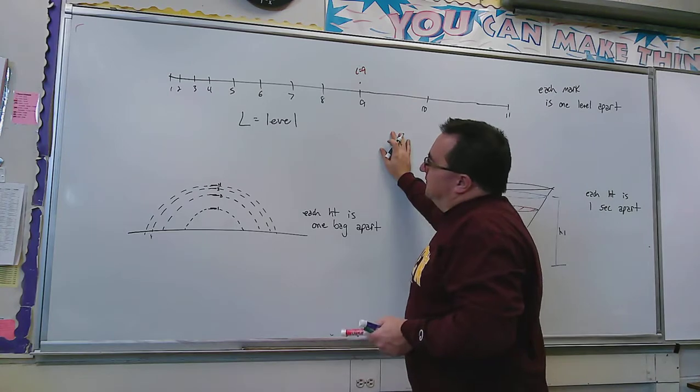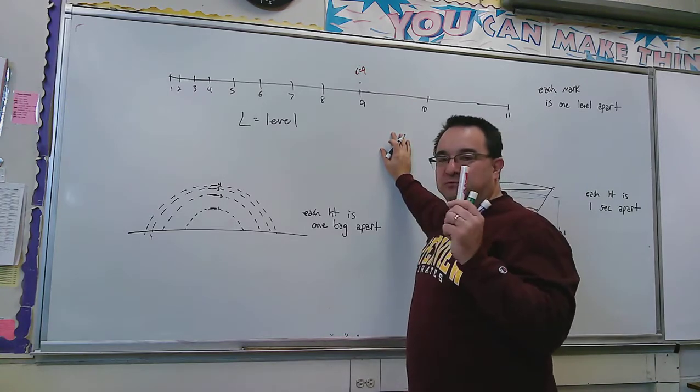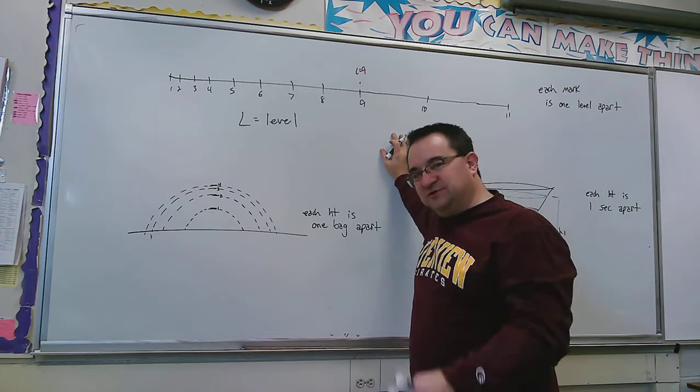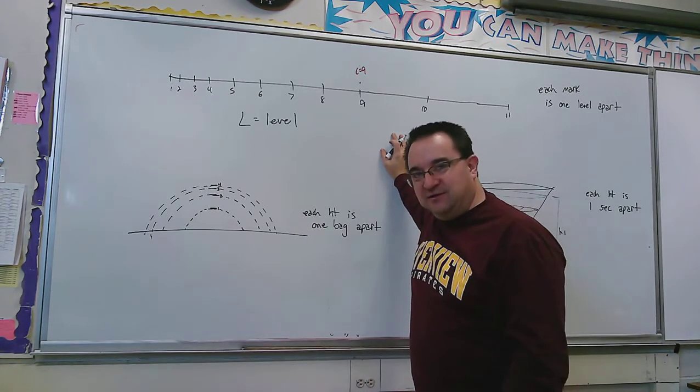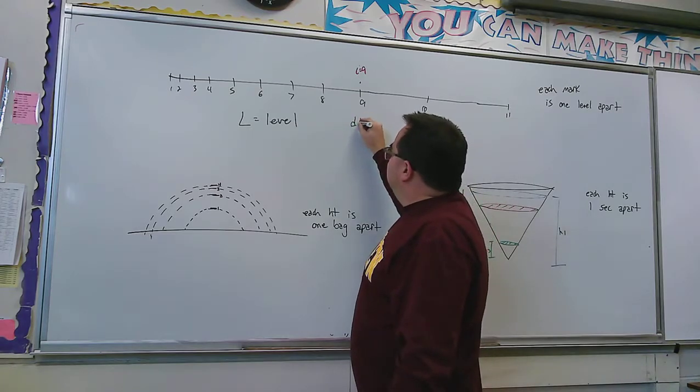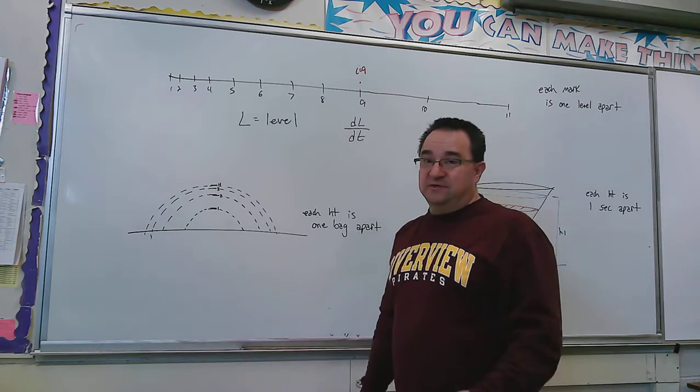What if I wanted to talk about how fast you were cycling through the levels or increasing your levels? How would I articulate that? I just said it in English. How do I say it in math? It would look like this. dL dt. Now this is hugely important.